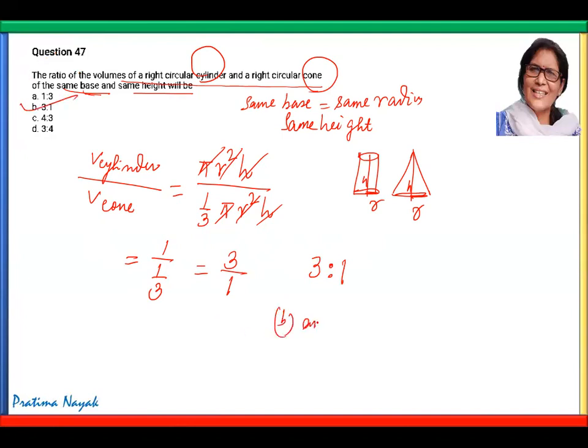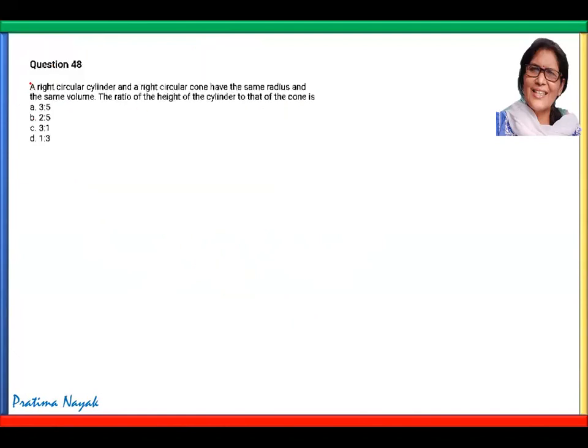Next, a right circular cylinder and a right circular cone have the same radius and same volume. Volume same, radius same. You have to find the ratio of their heights. One is cylinder, one is cone. Here their volume remains same and radius also same. Then what will be height of cylinder to height of cone? So I have taken h1 here, h2 here.